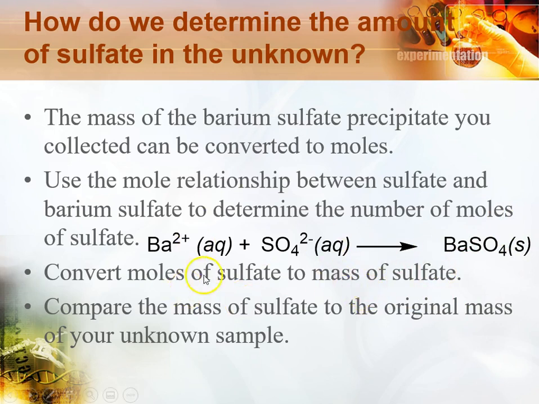Once you have the moles of sulfate, you convert to mass of sulfate, and then you can compare that to the original mass of your unknown sample, multiply by 100, and you will get the percentage of sulfate in your unknown. You'll do that twice. We asked you to do 2 samples, so you can get an average, but you won't get a standard deviation. The reason for that is that you need a minimum of 3 samples in order to calculate a standard deviation. So we'll ask you to calculate an average, but not a standard deviation.